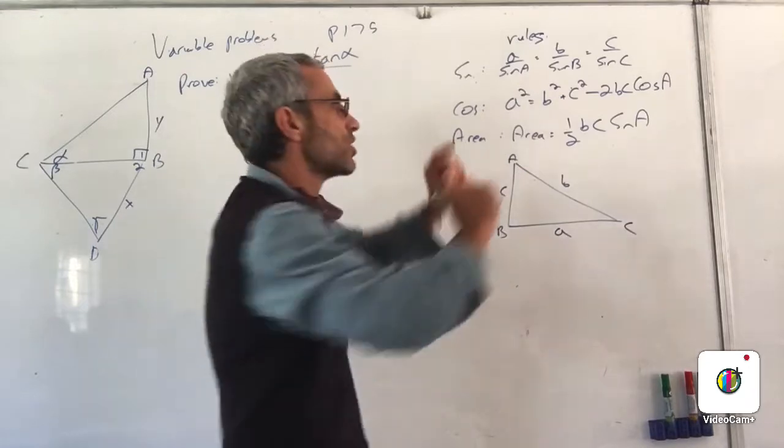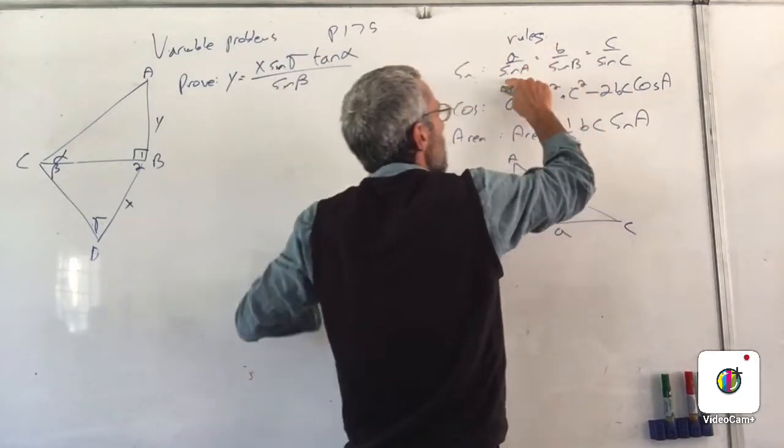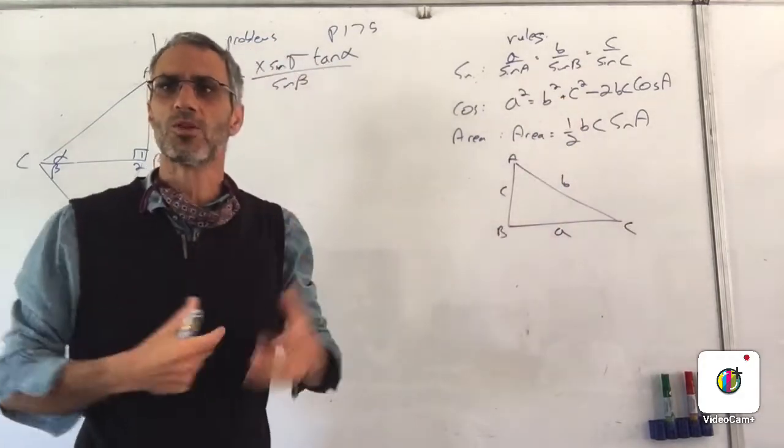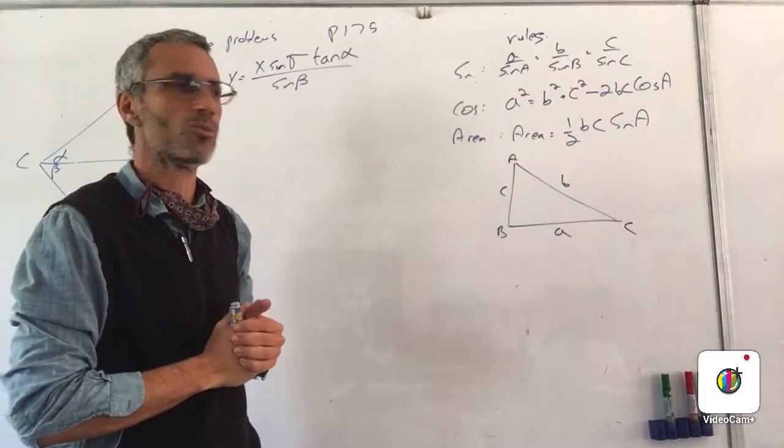Obviously, we sometimes actually want to invert it. So write sine A divided by a equals sine B divided by b and so on. It depends on the problem. Whatever is easier, whatever is more useful.